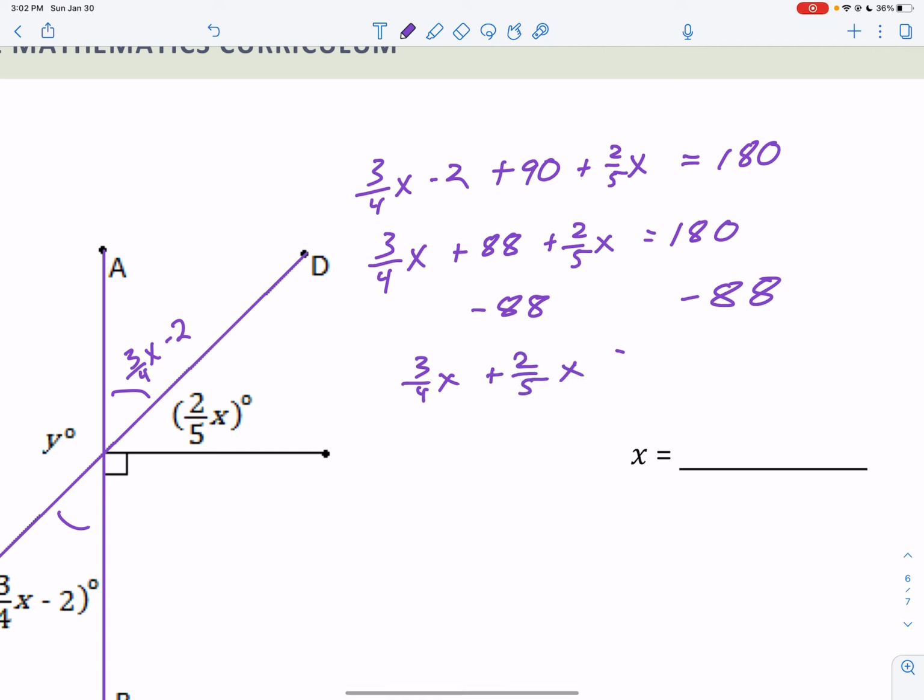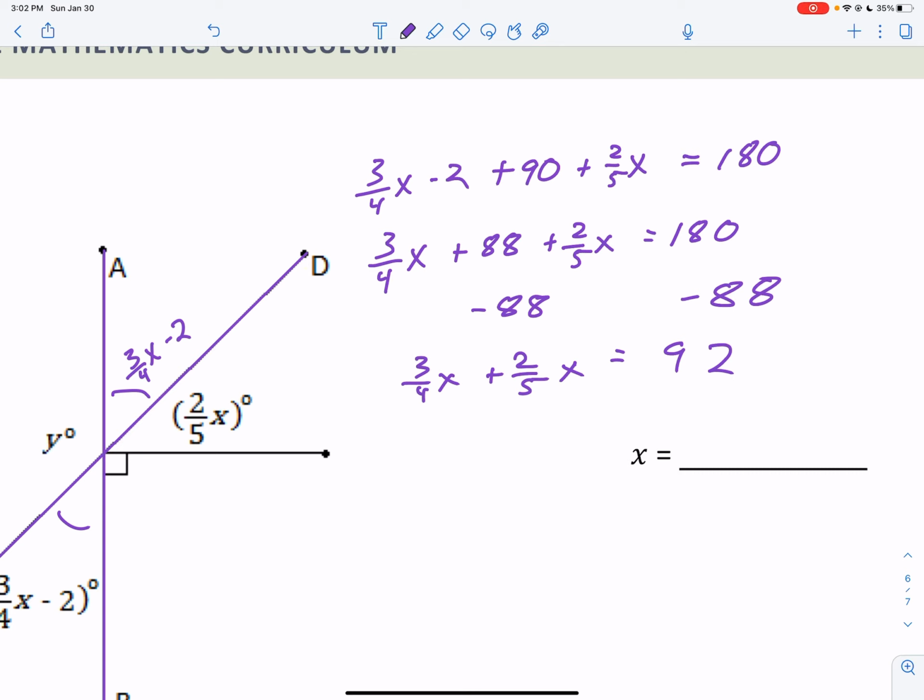And if you say your brain hurts on this one, it just means we need a little bit of practice. That's all. So this right here, it should be 92 degrees, I feel. If I make a mistake, please tell me.